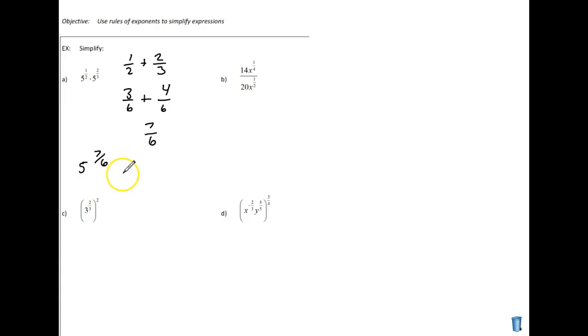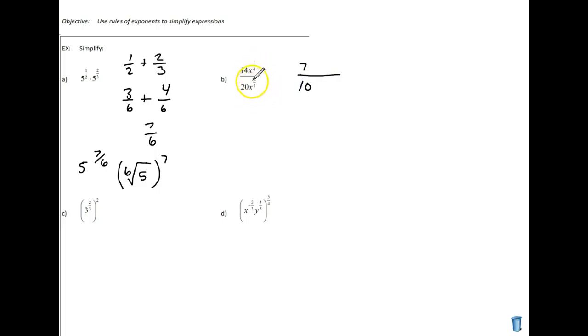Or if I were to write that, that would be the 6th root of 5 all raised to the 7th power. Okay. Similarly here, we're going to simplify. And I can simplify 14 over 20 because I can take out a 2 out of both of those. That becomes 7 and 10.